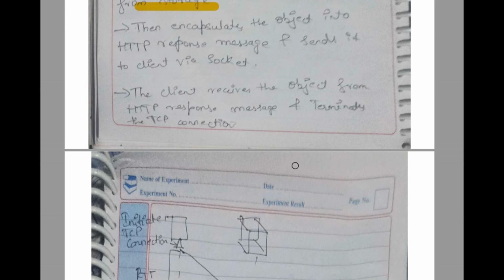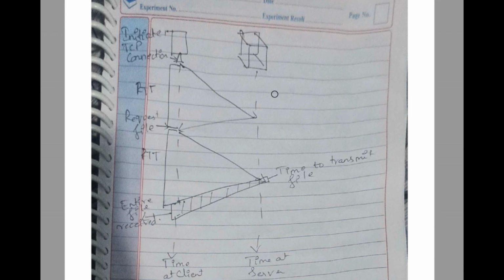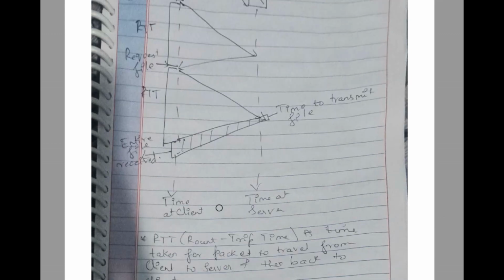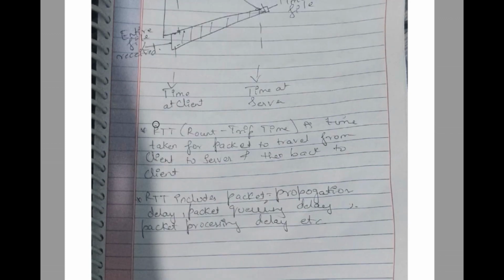What happens in the TCP connection? If you have shared one file, one image, to the client, then the connection is terminated. So there are 11 objects, so it is very much difficult. 11 times a TCP connection has to be established to complete one task. So this is what is happening. You can memorize this diagram. It is simple. If you identify the establishment of TCP connection, RTT for request file, RTT for entire file received, and time taken to transmit the file, you can remember this diagram.